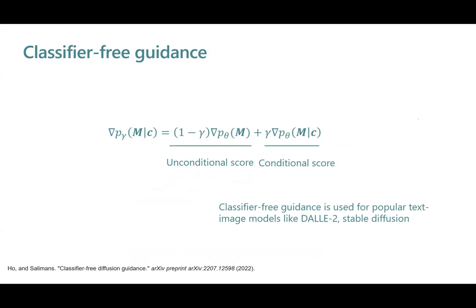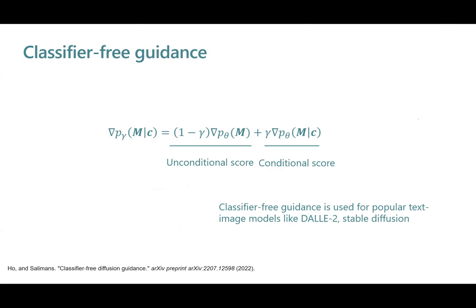And we take this very classic approach called classifier free guidance, which was the same method that was used for popular text image models like DALL-E 2 or stable diffusion. So the big idea was that you can derive this equation using Bayes' rule. And then it's a summation over an unconditional score and a conditional score weighted by this gamma, which is a scalar number that weights these two terms.